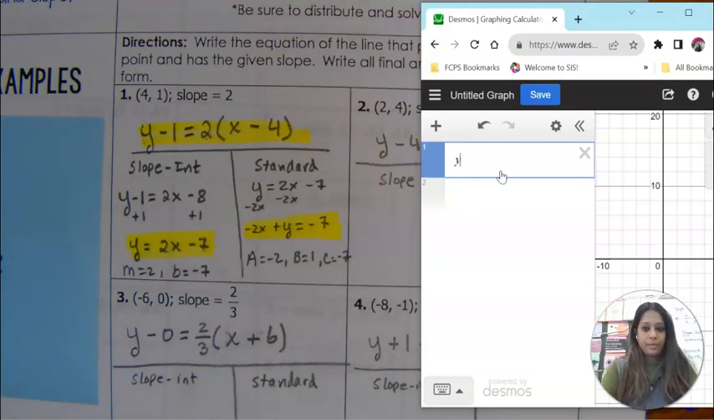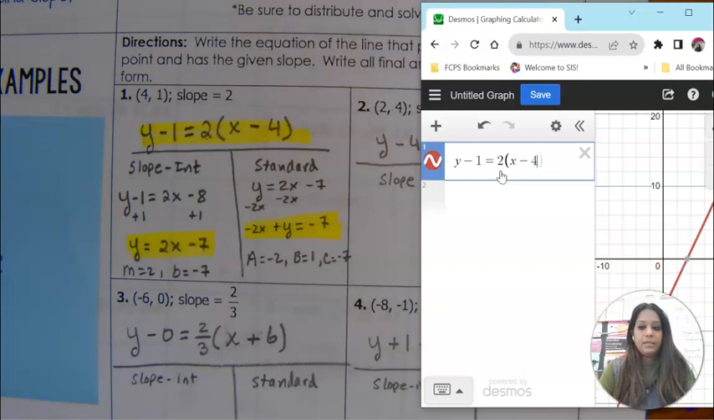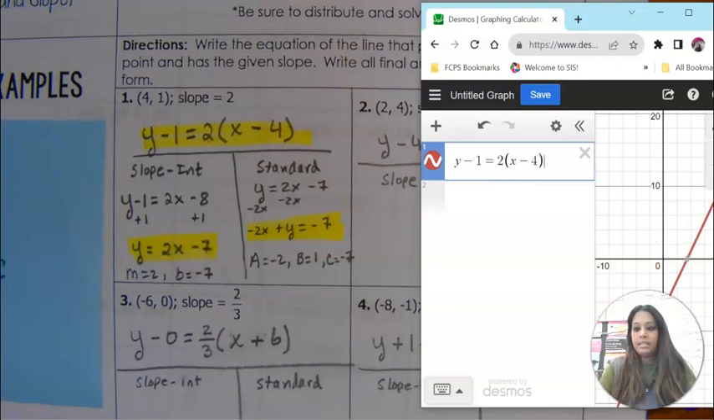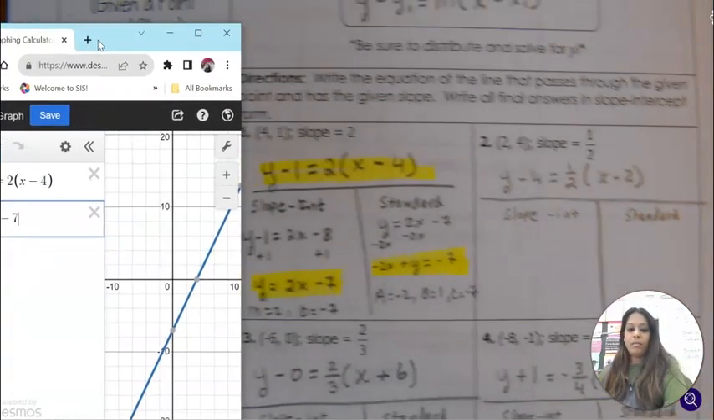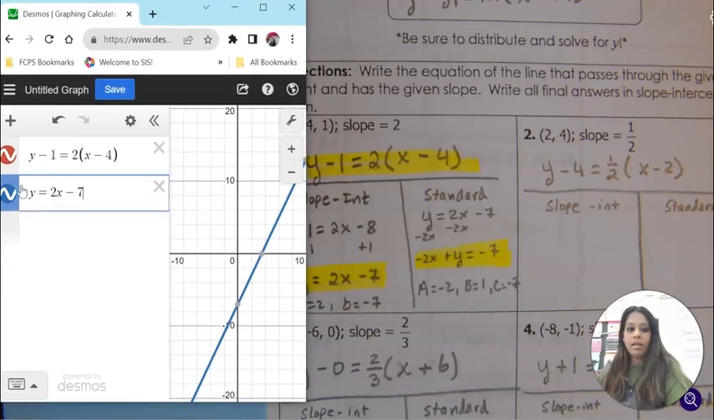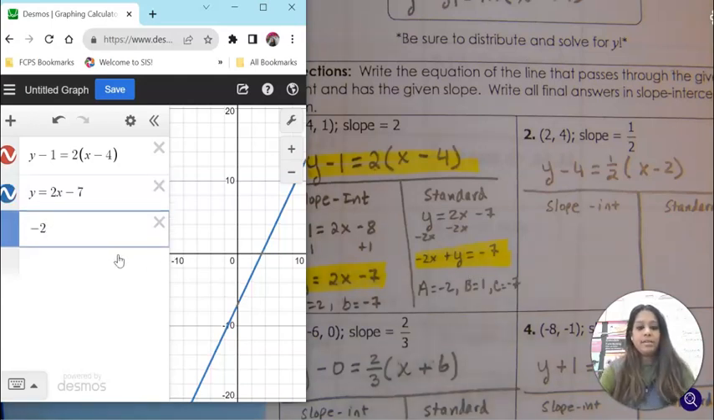Here's the point slope form. y minus 1 equals 2 times x minus 4. There's that. And then you have here y equals 2x minus 7. You see how it's the same exact line? Yep. And then this one, the standard form, let me graph that as well. Negative 2x plus y equals negative 7. It's the same line. So they're all representing the same line.